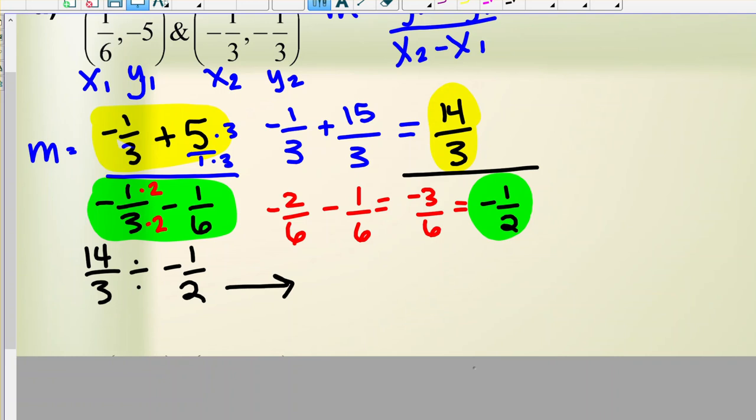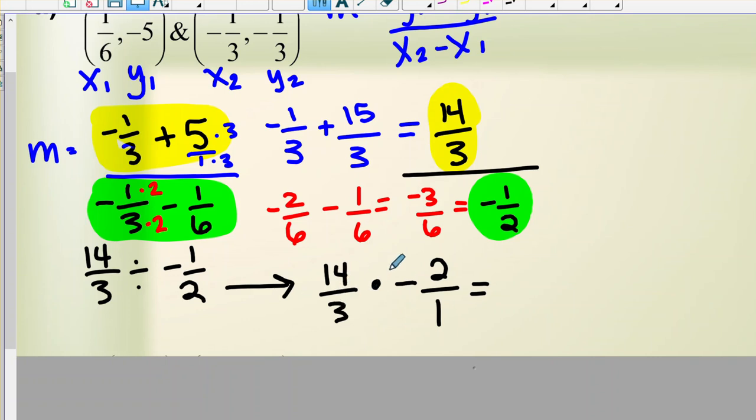Okay, so you might have learned keep, change, flip. You keep your 14/3. You change this division to multiplication, and then we multiply by the reciprocal, which means we're flipping the numerator and the denominator. So instead of 1/2, that is 2 over 1. Now again, remember you always keep your sign. So the problem that I'm now doing is 14/3 times negative 2 over 1.